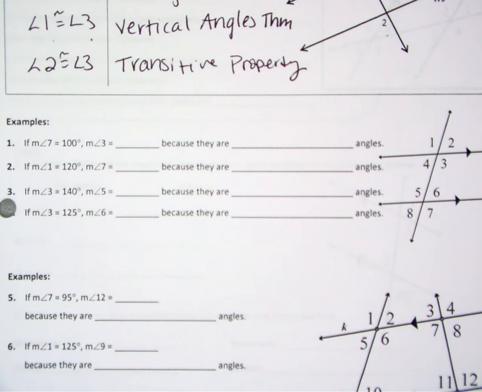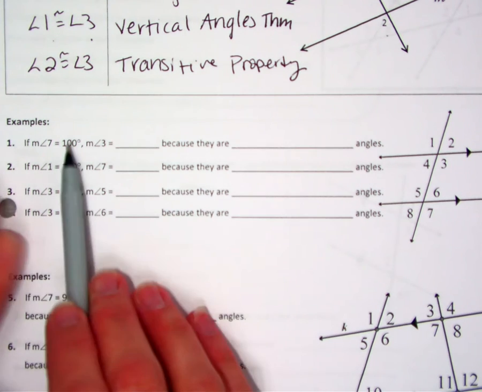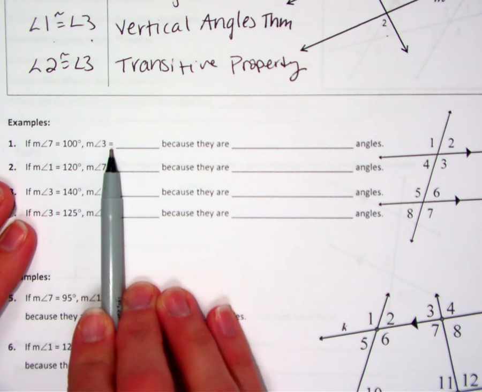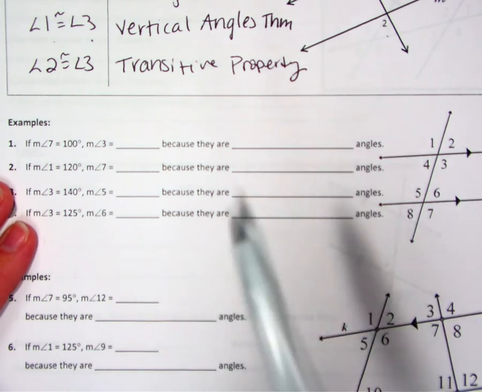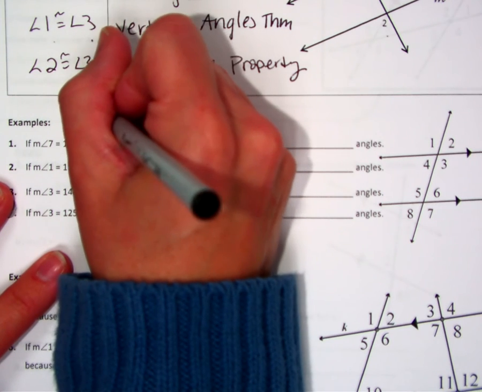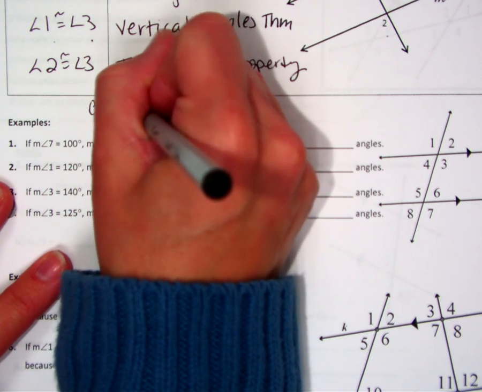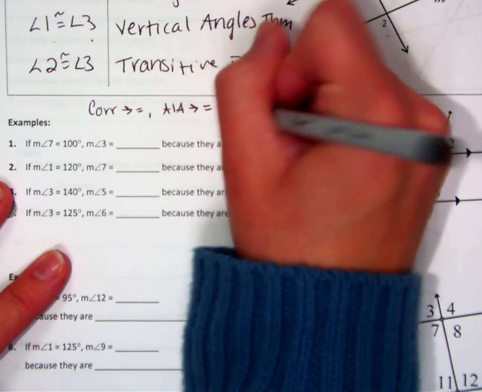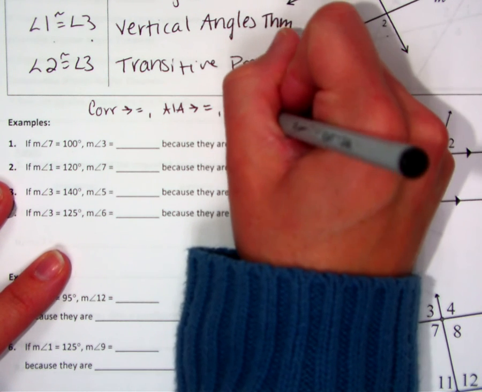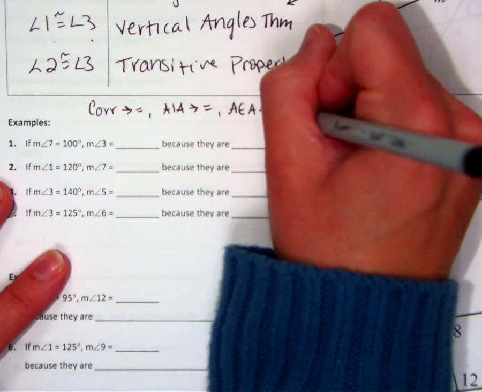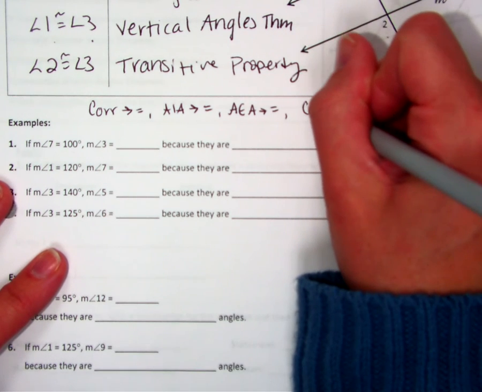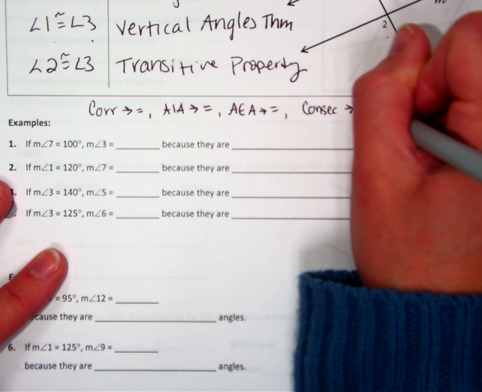what we're going to do now is actually look at, I'm going to give you a number. You're going to figure out this other angle, and you're going to tell me what kind of angles they are. So if they are corresponding, they are equal. If they're alternate interior angles, they're equal. If they're alternate exterior angles, they're equal. The only time they're not equal is if they are consecutive. They are supplementary.